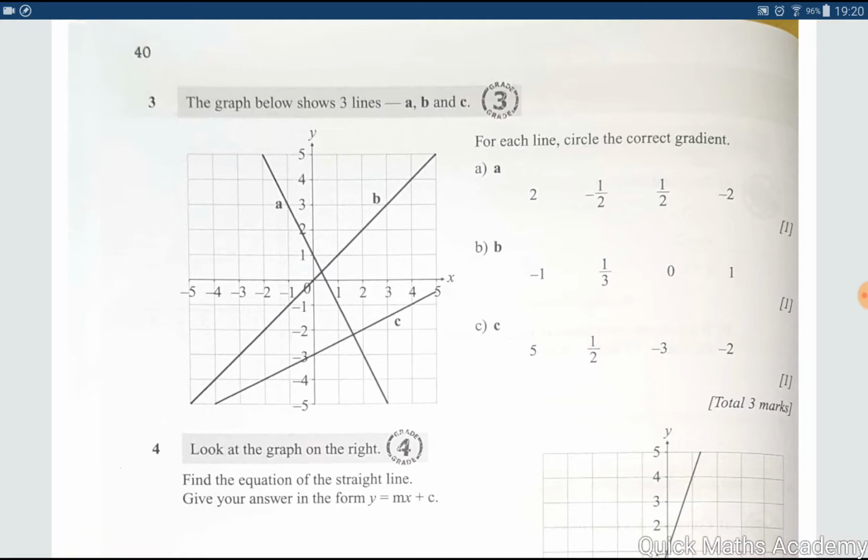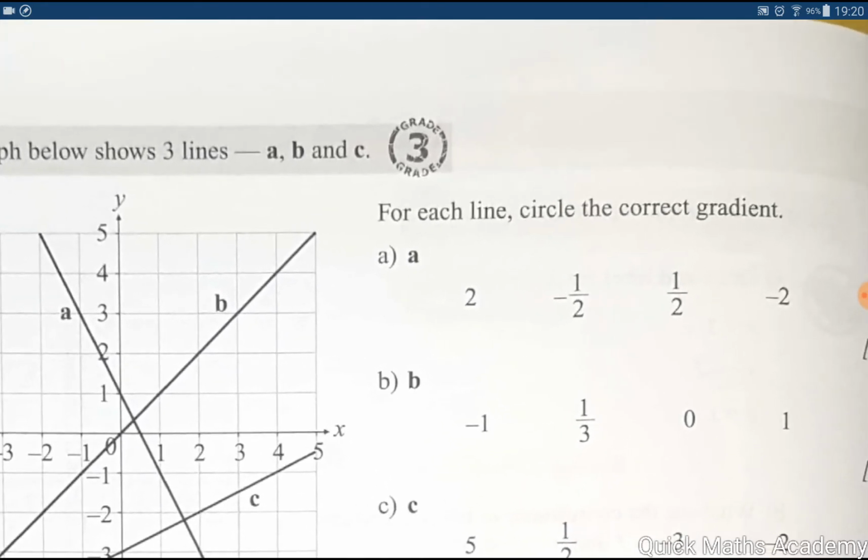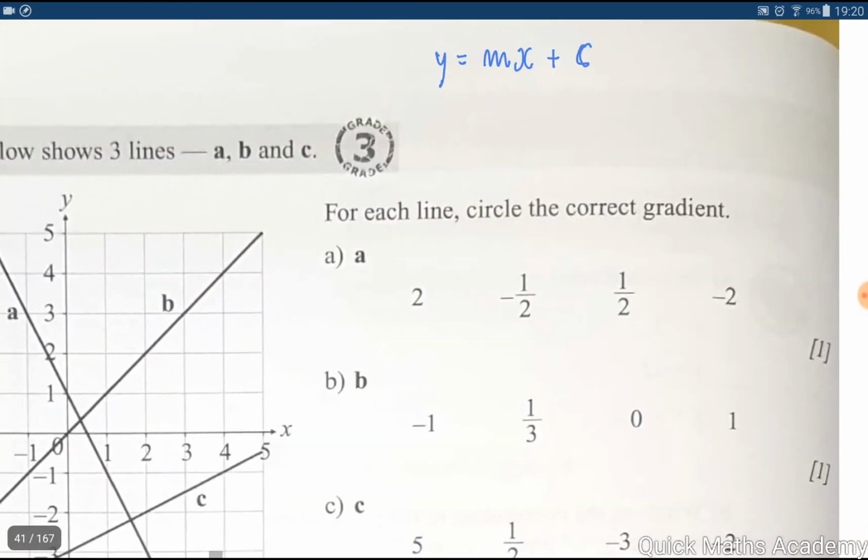Today we are going to talk about gradient. We continue with straight lines, but today we are going to talk about the gradient. What is the gradient? The gradient is basically the steepness of the curve, alright? So every straight line has an equation like this: y equals mx plus c, okay? And this m is our gradient, alright? Gradient is basically the steepness or the inclination of the curve, alright?